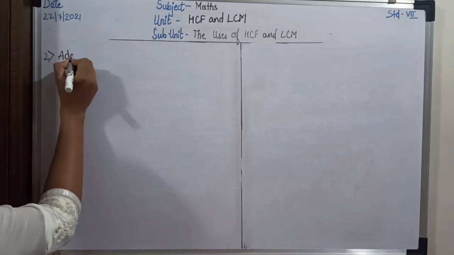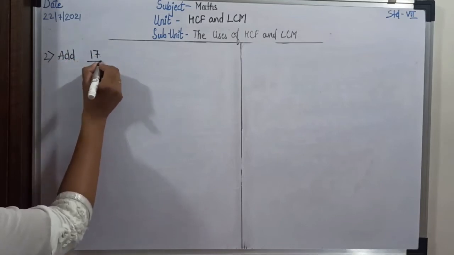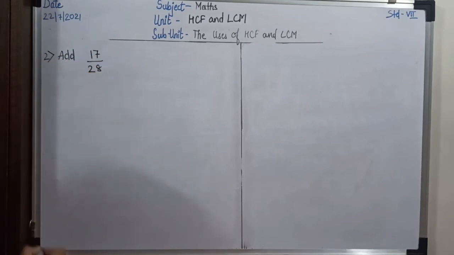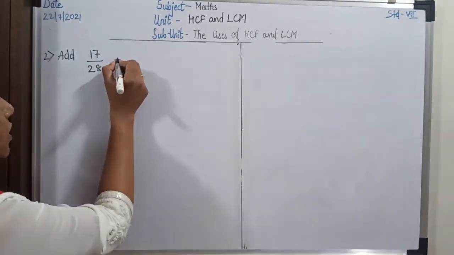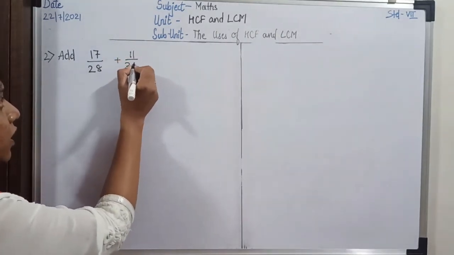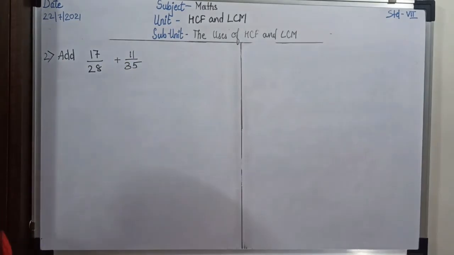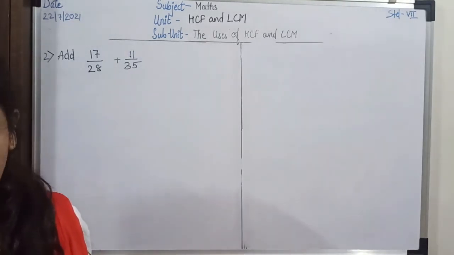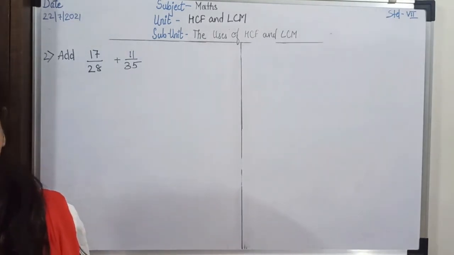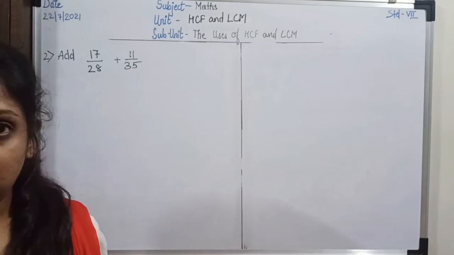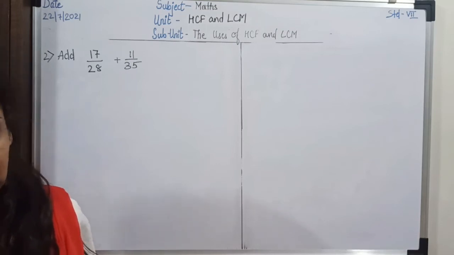Addition. 17 upon 28 plus 11 upon 35. Okay? The first method says, in order to add, let us make the denominators of the fractions equal. So they do the cross multiplication, correct? But we will not do the first method. We will do the second method.